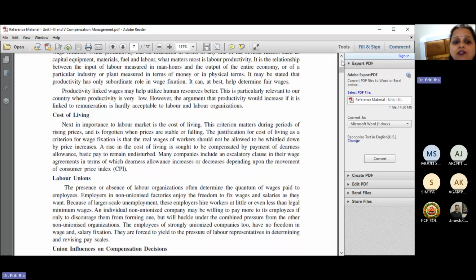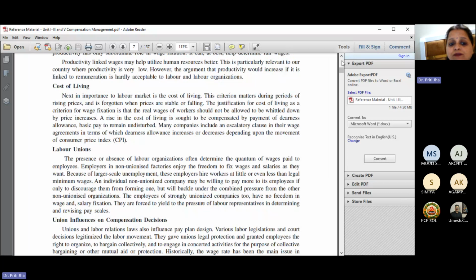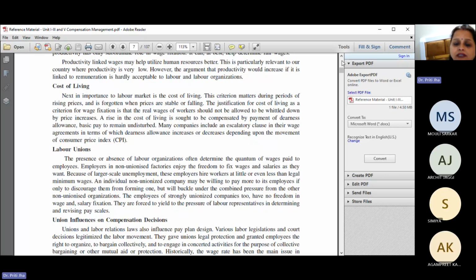Next factor is labor unions. The presence or absence of labor organizations often determines the quantum of wage paid to employees. Employees in non-unionized factories enjoy the freedom to fix wages and salaries as they want. Because of large scale unemployment, these employers hire workers at little or even less than legal minimum wages.